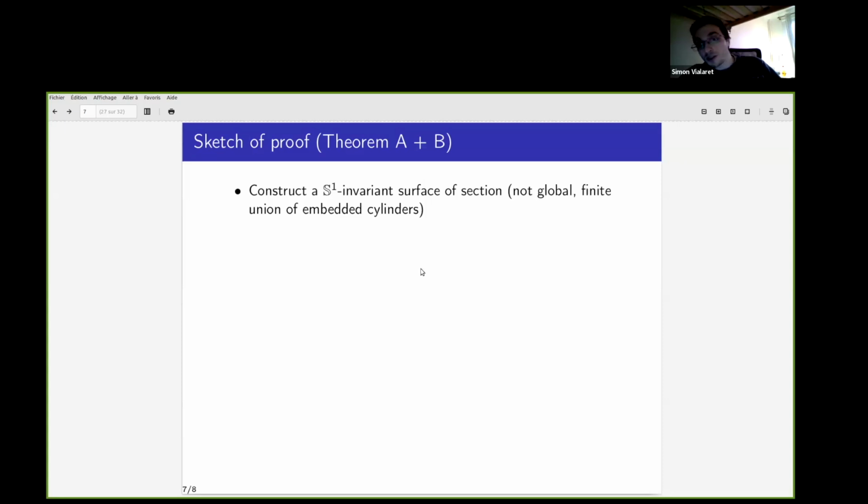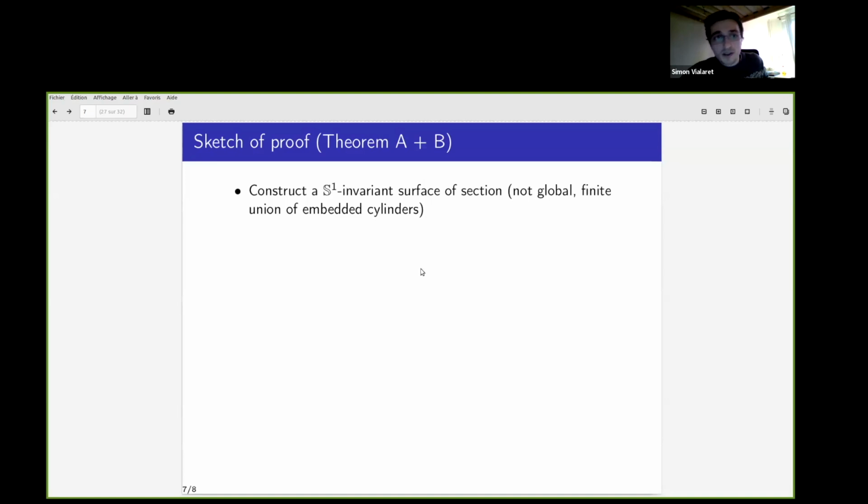Here, the S1 invariance of everything allows you to produce some very nice surfaces of section. Having a surface of section at hand reduces the dimension by 1, but the surface of section being S1-invariant actually reduces most of the dynamics of the three-dimensional flow to a one-dimensional problem. This surface of section is not going to be global. It's not going to see the whole flow, but enough of it. And it's not going to be connected in general. It's going to be a finite union of embedded cylinders in the manifold.